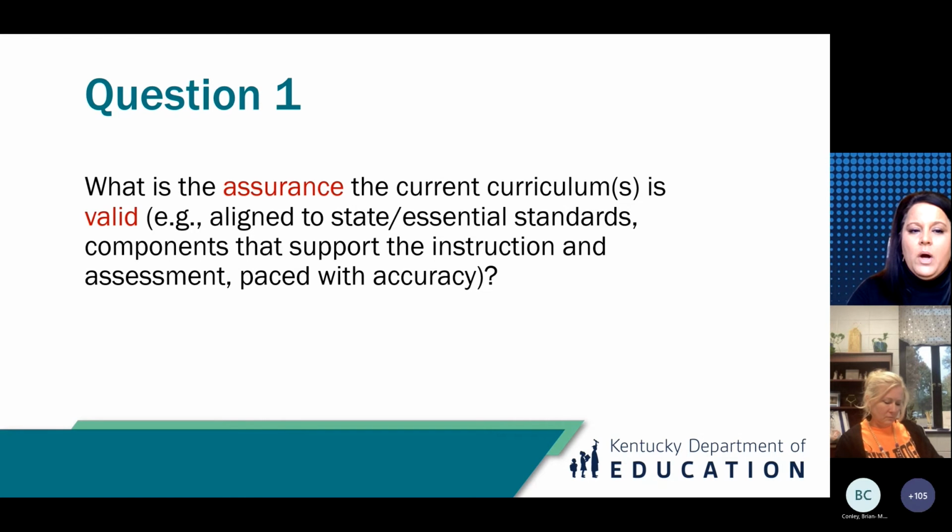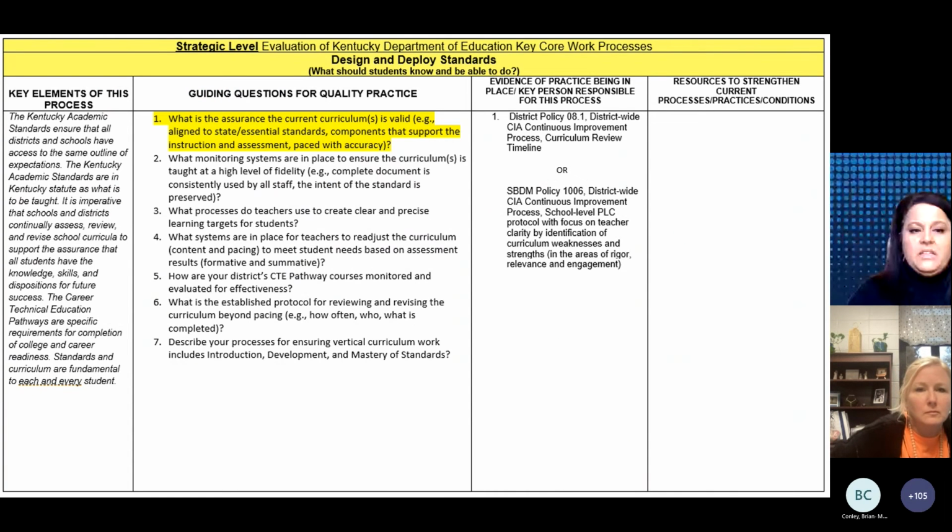So in this case, what is the assurance? So assurance would be that keyword there, that the current curriculum or curriculums is valid, valid being the other keyword there, and components that support the instruction and assessment paced with accuracy. All of those are examples of that, but ensuring that we have an assurance in place that our current curriculum is valid. So if we are kind of wallowing in some areas, we want to deconstruct those particular components so that all the stakeholders at the table helping do this process are on the same page.